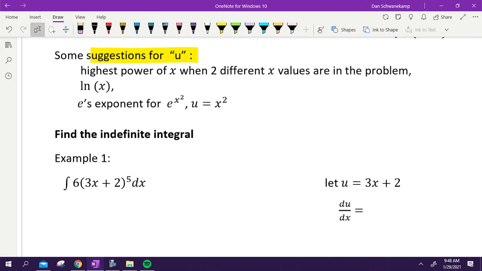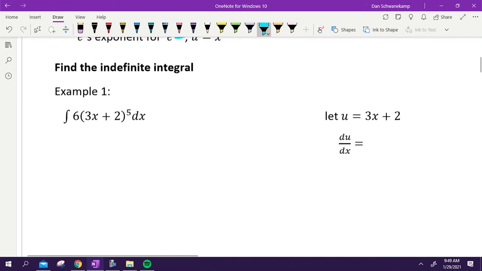Okay, remember, this is reverse chain rule. This is the opposite of chain rule. And so we often want to pick the thing inside of parentheses. When in doubt, it's the thing inside of parentheses. Okay, things we're going to make U: the highest power of X when there's two different X things. If there's two different X things, pick the one with the higher power. Okay, if we've got natural log, we're going to pick natural log. If we've got multiple e's, we pick the more complicated e. If we've got e with an exponent, pick the exponent. Again, that will make more sense as we go. We'll see it as we do it.